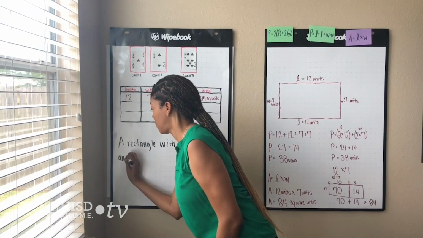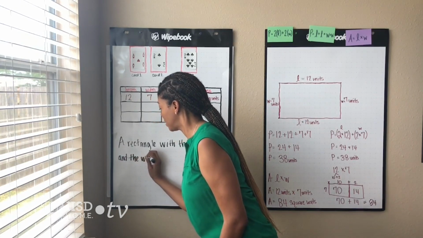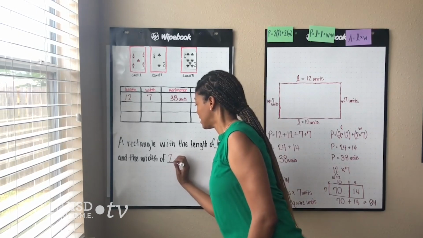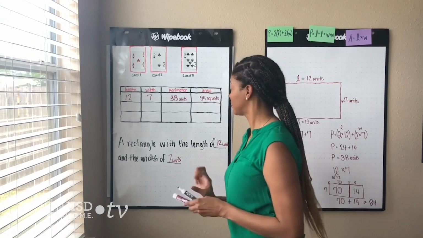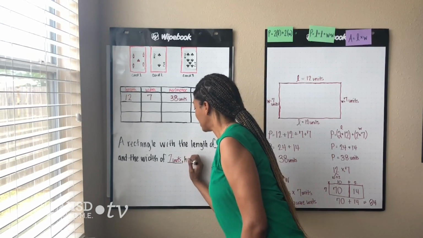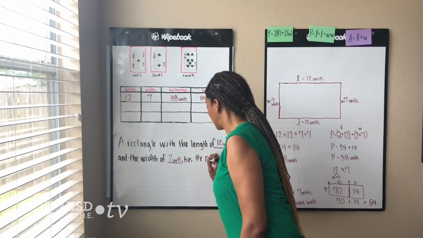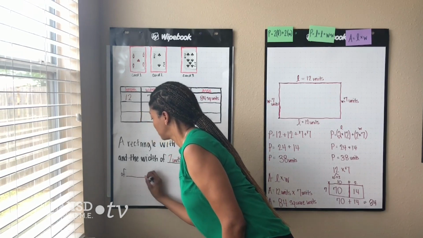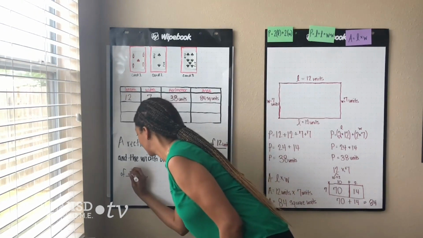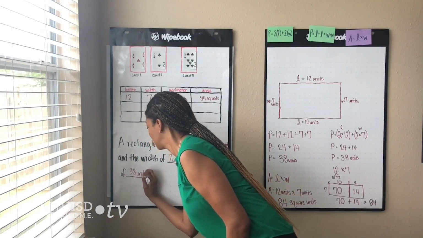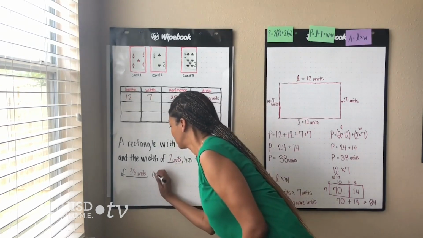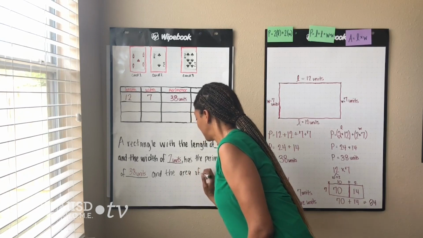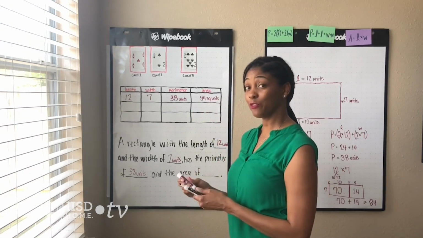And the width of blank units has the perimeter of 38 units. And the area of 84 square units.